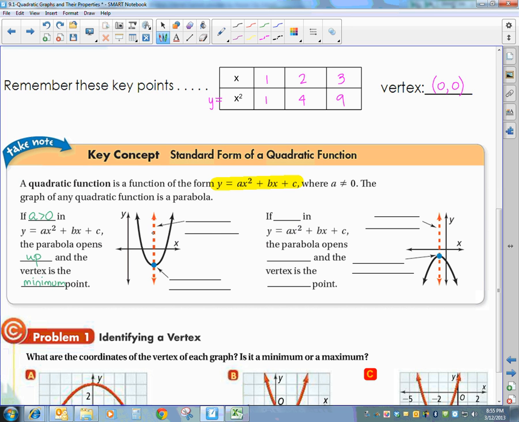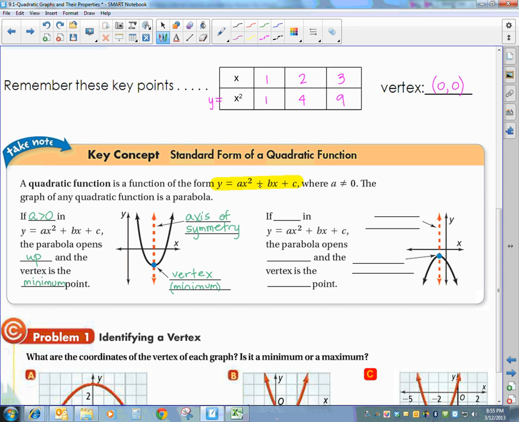All right, we talked about that it's a symmetric curve, so we refer to this dotted line as the axis of symmetry. This point right here is that lowest point, or the minimum point, and it is called the vertex because it's opening up. That's the minimum, as we just talked about.